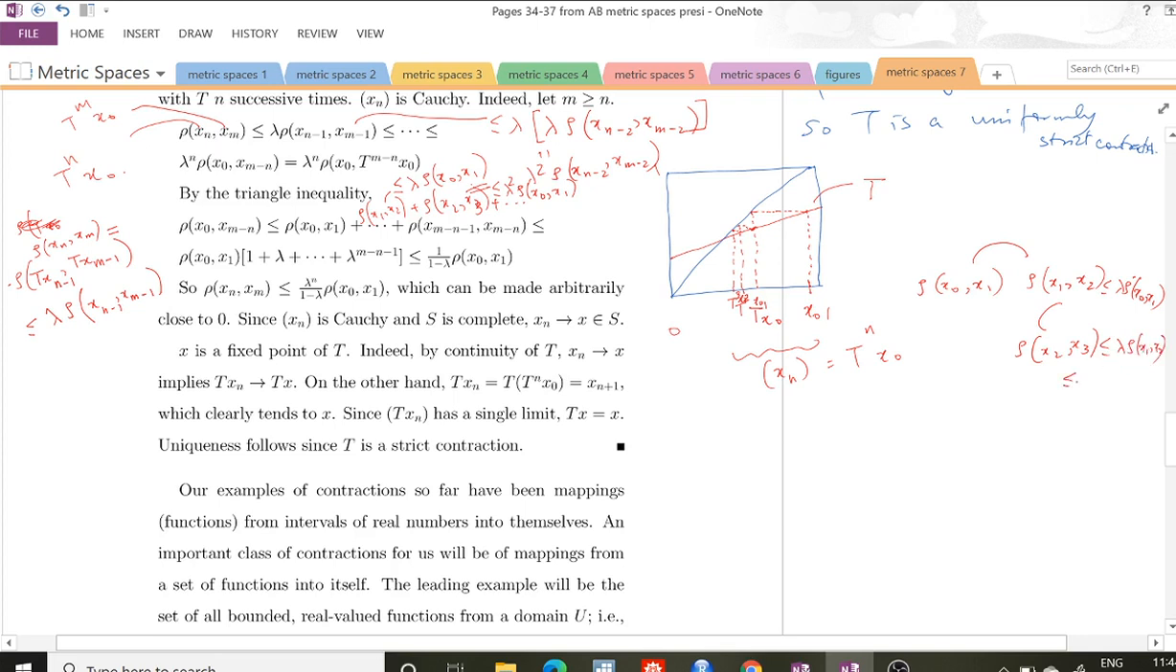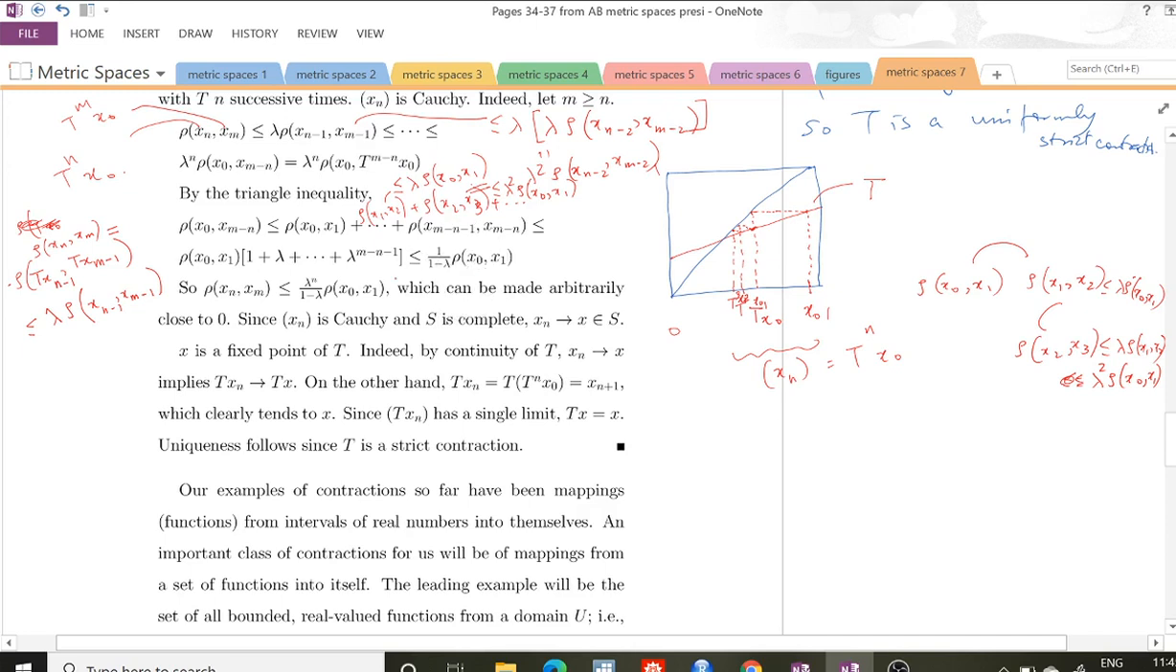That's less than or equal to lambda squared times the distance between x naught and x1. So I go from here to here, and that's less than or equal to the distance between x naught and x1 times 1 plus lambda plus lambda squared, all the way through this. And that's just a geometric series, so it's less than or equal to the infinite geometric series, which sums to 1 by 1 minus lambda times the distance between x naught and x1.